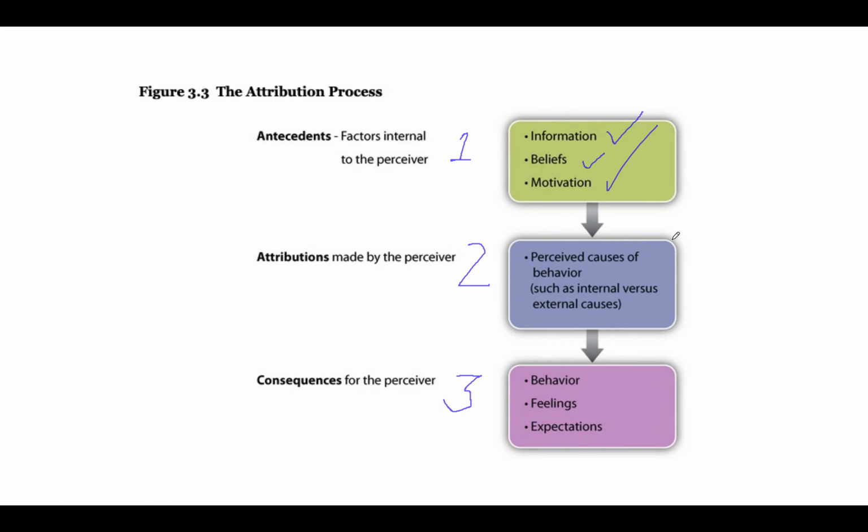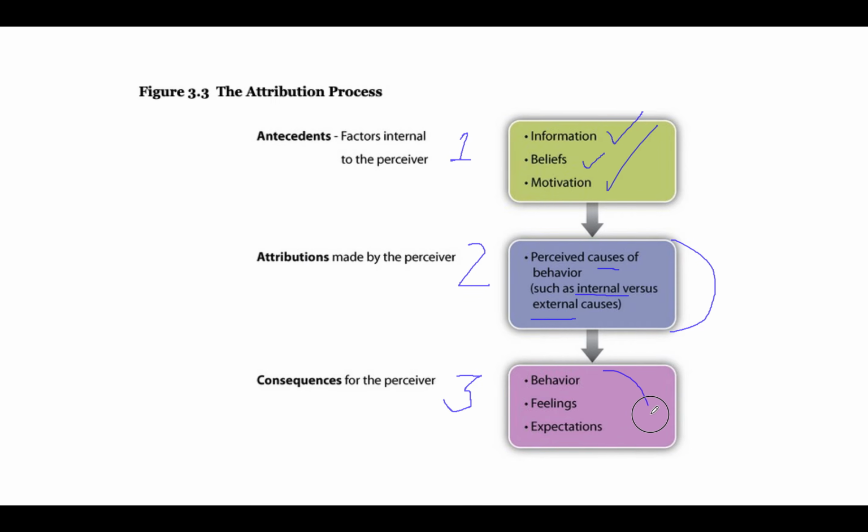And then we actually make the attribution. This is the attribution. Now we are determining the cause of the behavior. So does it sit internal to the person or does it sit external to the person? Your activity, did it occur because of who you are as a person, or did it occur because of something in the context, in the situation?